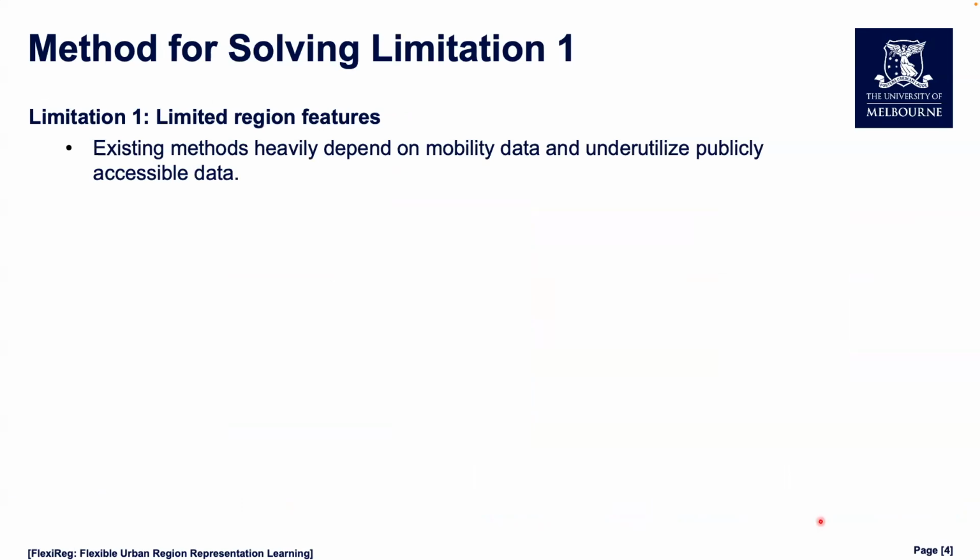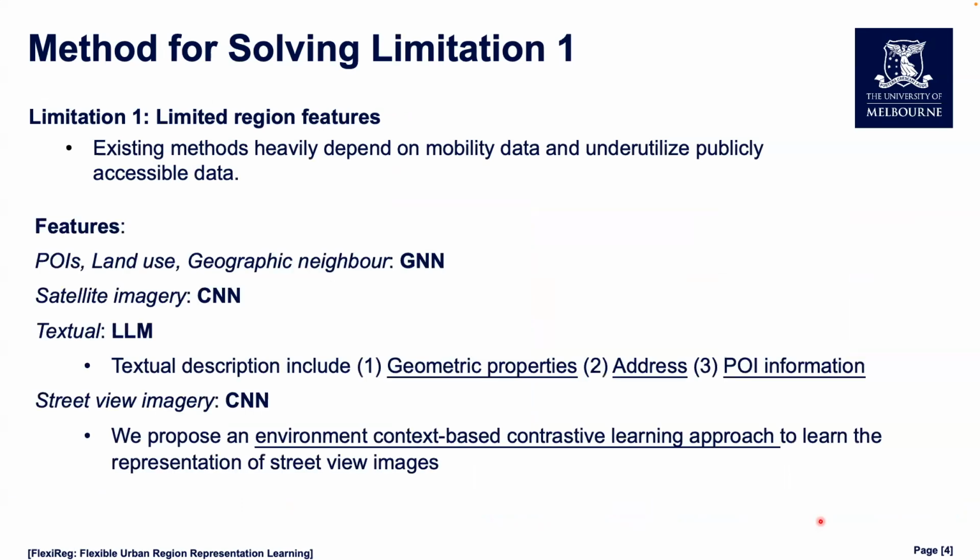For the first limitation, we use features from publicly accessible data, and in order to effectively exploit these features, we use different ways to handle them. We use GNN for data that can be represented as vectors, we use CNN for images, and we use a large language model for textual data.